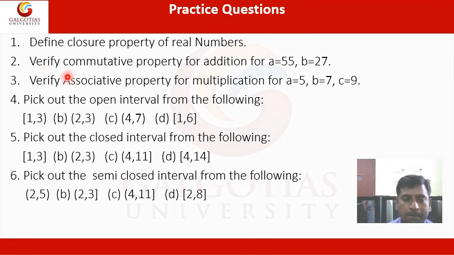Here are some exercises. Define the closure property of real numbers. Verify the commutative property for addition for a equal to 55 and b equal to 27. That means you have to show that a plus b equals b plus a. Similarly, you have to verify the multiplicative property for these numbers. The fourth problem is to pick out the open intervals from the following. Fifth, you have to pick out the closed intervals from the following. And sixth, you have to pick out the semi-closed, that means semi-open, half closed or half open, intervals from the following.